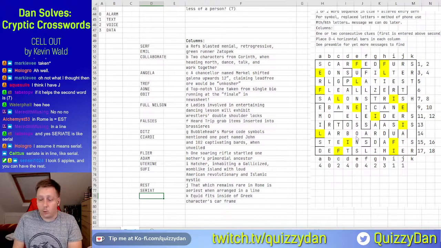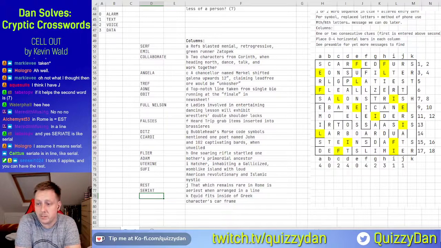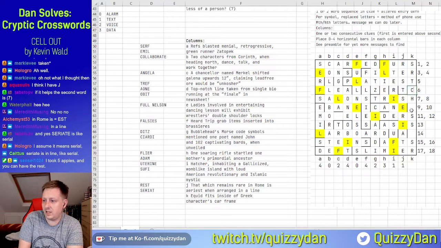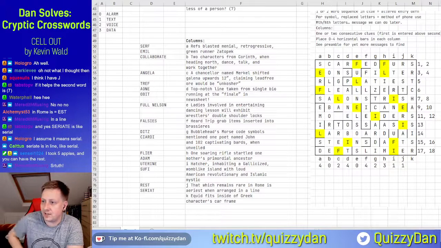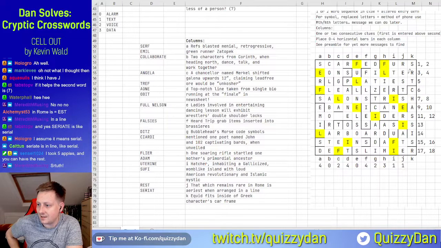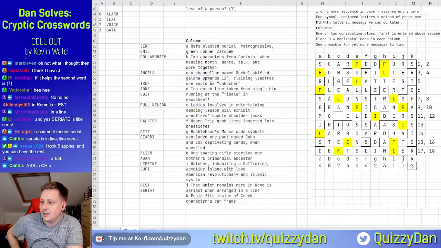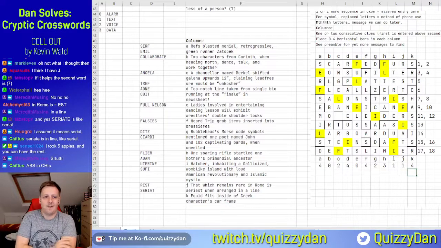Equid, so probably a horse of some kind, or a donkey, or a mule, fits inside of Greek characters. Well, a car frame is a chassis. So, CHASSIS. Is it just chassis and everything else is a load of old rubbish? It is. That's 1, 2, 3, 4. Okay. So we've got another 4 there.